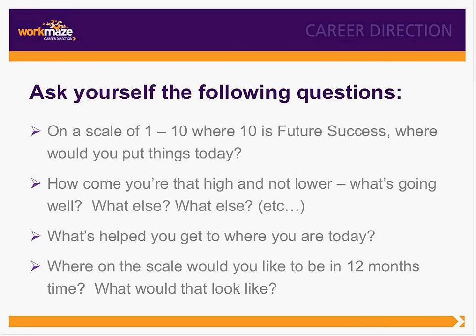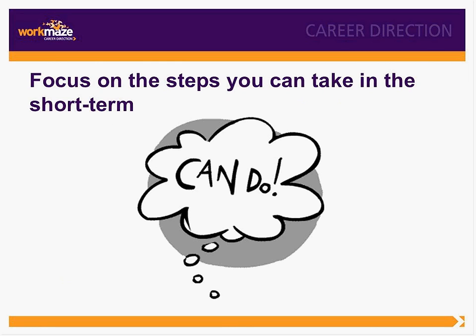So think about where on the scale you'd like to be in 12 months' time relative to where you are today. And what would that look like? What would be different if you were at that position on the scale rather than where you are right now? Again, try to make it as detailed and specific as possible, so that you can focus on the steps that you can take in the short term.